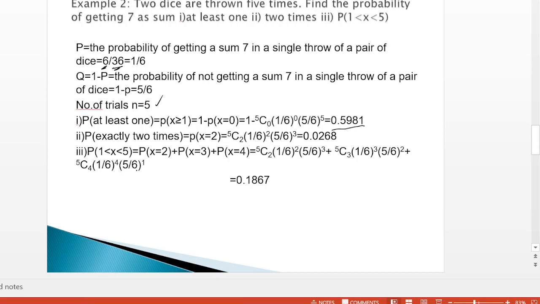Then the probability of 1 less than x less than 5. The values taken here are the probability of x equal to 2 plus the probability of x equal to 3 plus the probability of x equal to 4. Substitute and add them individually. Then you will get the value 0.1867.